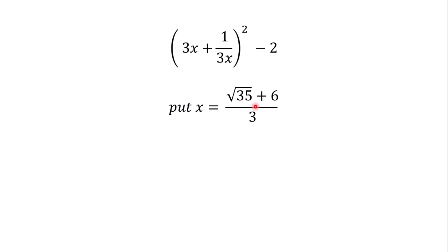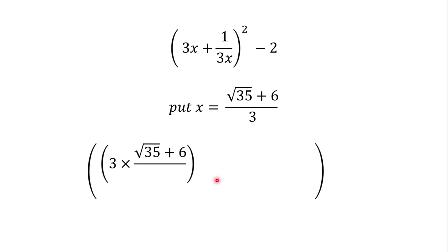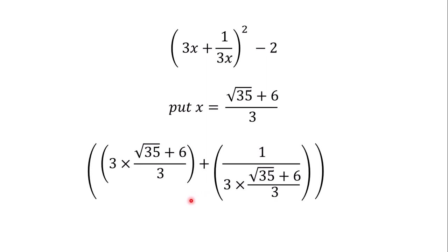Okay, so we are going to put x into this. We are going to put this one into this, and then we look at how far we can go with it. So let's replace x with square root of 35 plus 6 divided by 3. Okay, so when you put it in, this is how it's going to look.